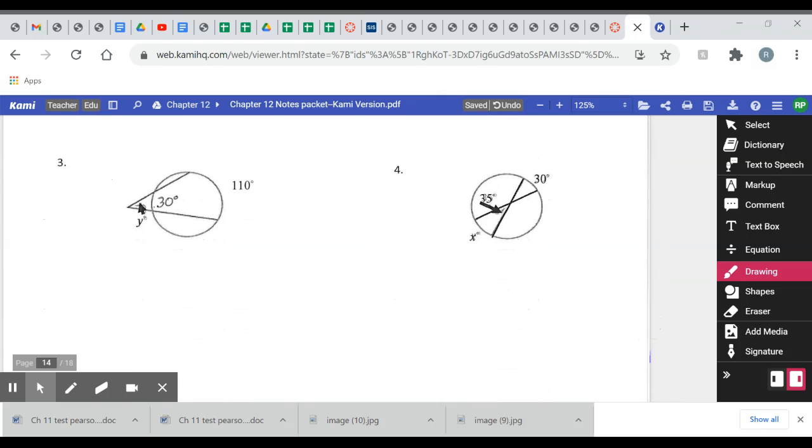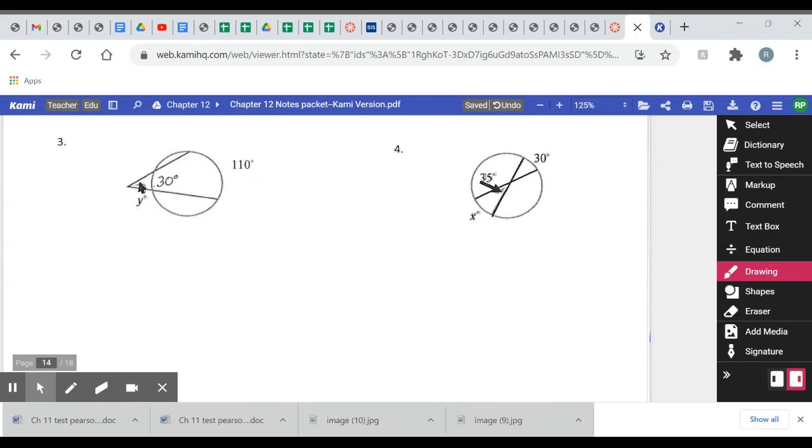Then if you look over here, just some more examples of those same formulas. You can see the angle we're looking for is outside the circle. So I'm going to set this up as y is equal to 1/2 of the arc furthest away, 110, minus the arc closest, which is 30. Some are easier to solve than others. It just depends on what your variable is. In this case, I can go ahead and subtract the 110 minus 30 to get 80. And then I know that half of 80 is 40.